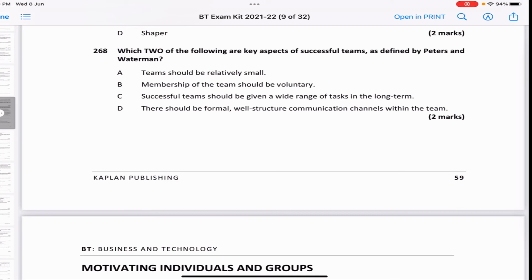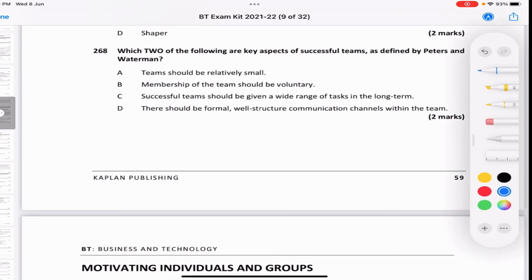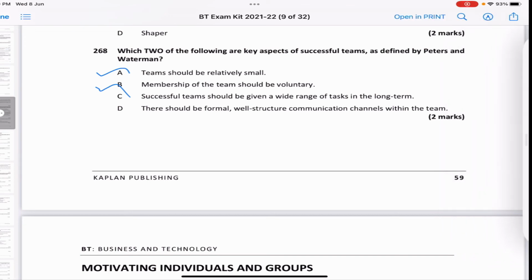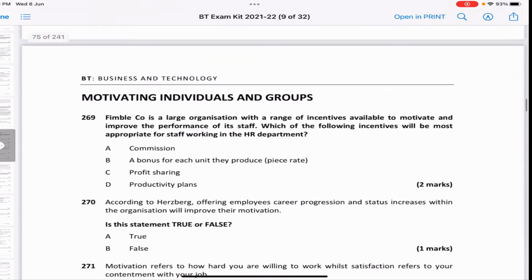Which two of the following are key aspects of successful teams as defined by Peters and Waterman? Team should be relatively small. Members of the team should be voluntary. Successful teams should have formal, well structured communication. Okay. So the team should be relatively small and the membership should be voluntary. The team should be small in size and the membership must be voluntary. This was given by Peters and Waterman.